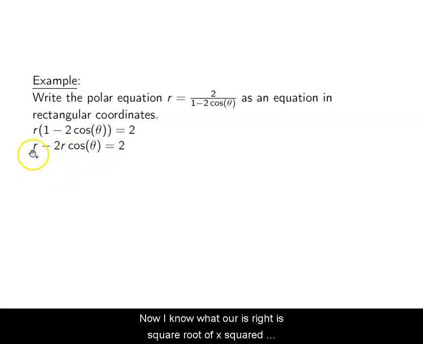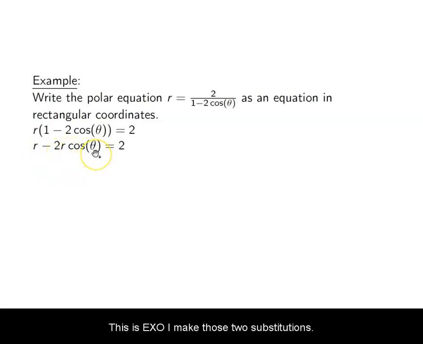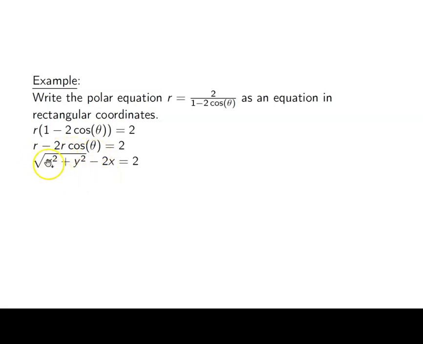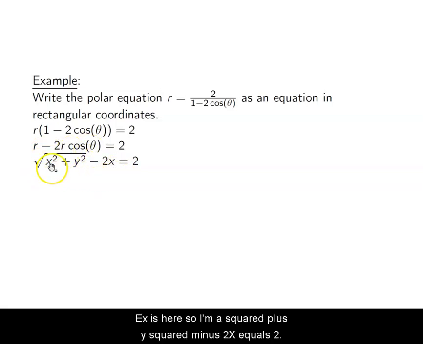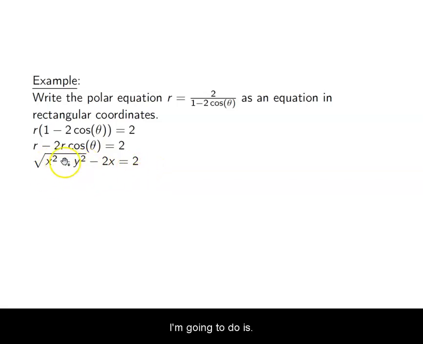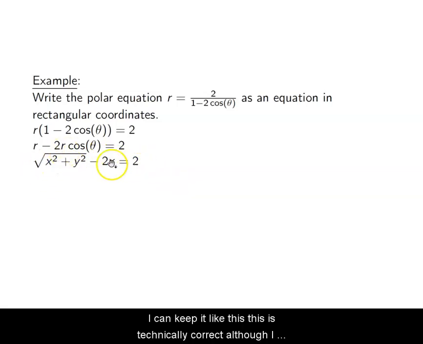Now I know what r is, right? It's the square root of x squared plus y squared. This is x. So I make those 2 substitutions. r is equal to this. x is here. So I have the square root of x squared plus y squared minus 2x equals 2. What I'm going to do is I can keep it like this. This is technically correct, although I wouldn't really do math or plot this as is, right?